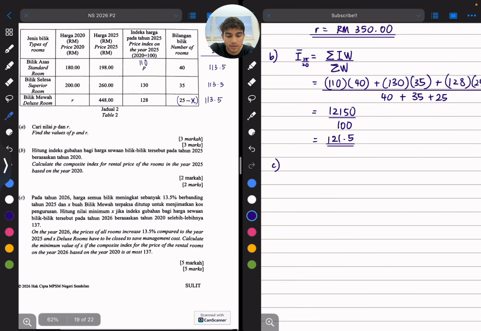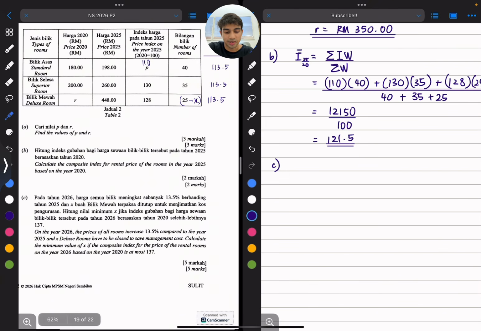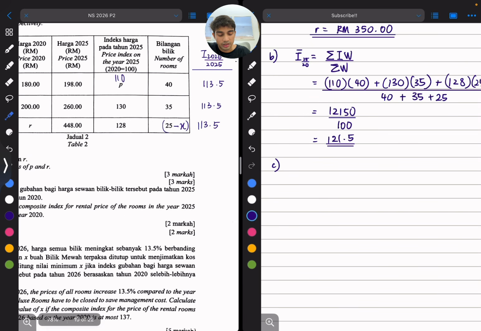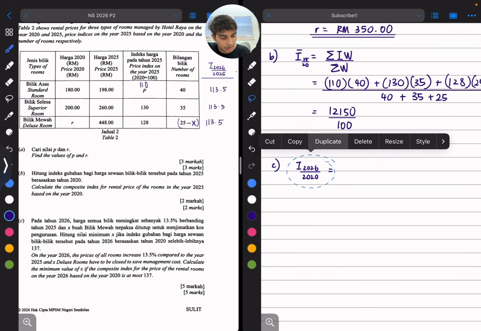Quite a difficult question, but they give us 5 marks. It's not a usual question, it's quite tricky. They said the composite index of 2026 based on the year 2020. We have the indices of 2026 based on 2025, and 2025 based on 2020. So we have to use the chain rule to find the index of 2026 based on the year 2020 for every single room. So we need to do this 3 times.